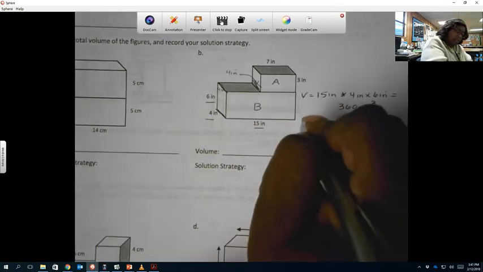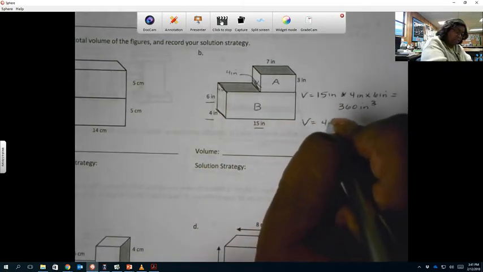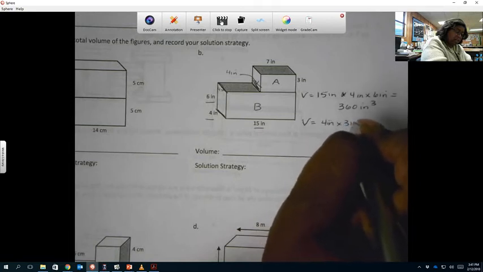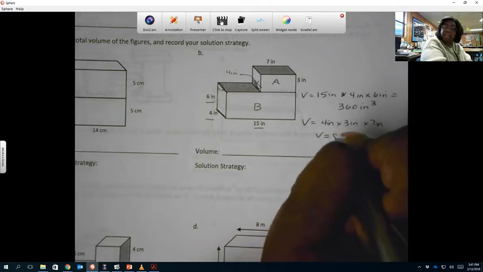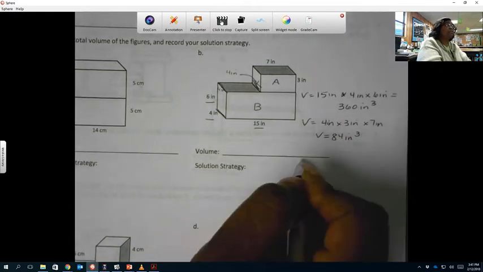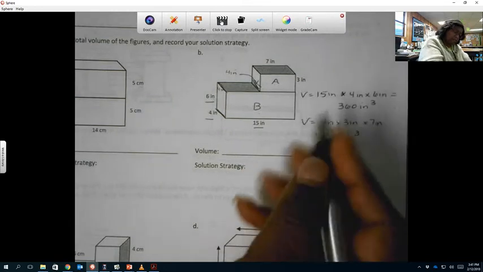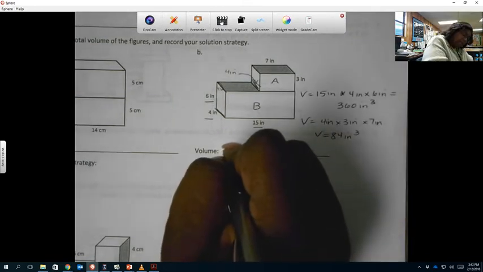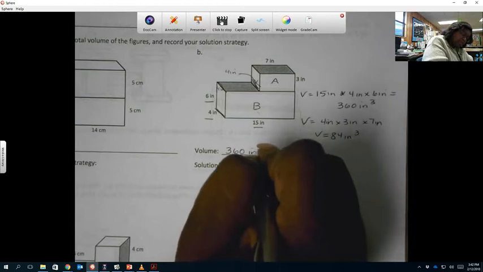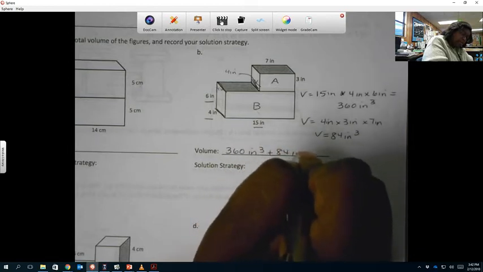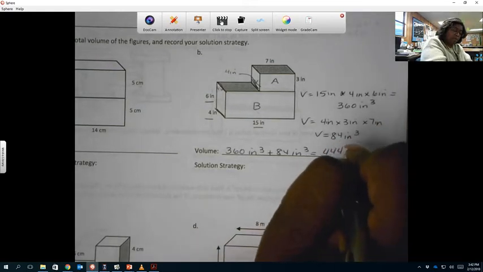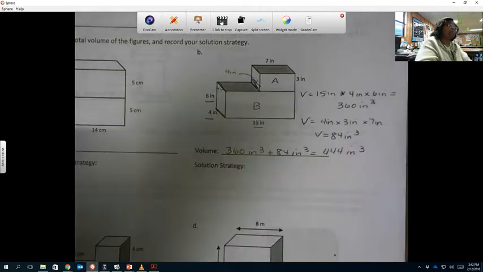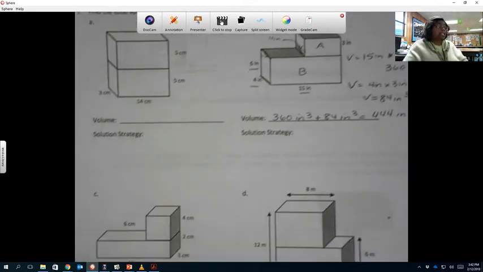So my volume formula for box A would be 4 inches times 3 inches times 7 inches, which would lead me to a volume of 84 cubic inches. Then, to find my total volume of this whole figure, I would add 360 cubic inches plus 84 cubic inches, and that would give me a total of 444 cubic inches. All right, let's slide on down to letter C.